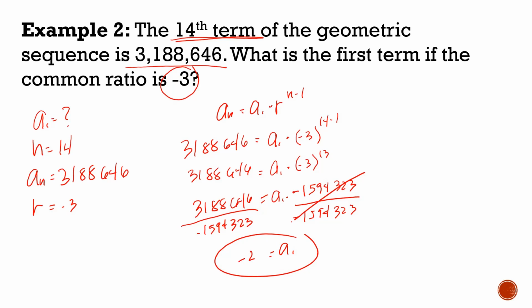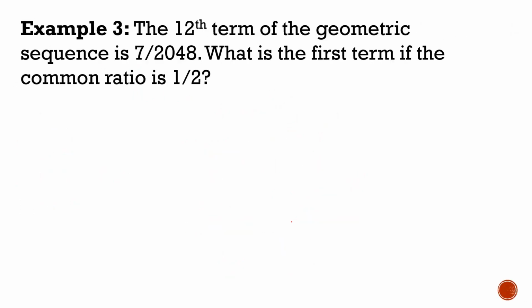Okay, let's go to the next example. It's still the first term, but here we'll be having a fraction, 7 over 2048. So let's see how we're going to solve this kind of problem. Again, the first term is missing. This is our n, 12. Now here our an is a fraction. Okay, and I know you hate fractions, but let's try to solve this kind of problem. So when you encounter this, you know what to do. r equals 1/2.